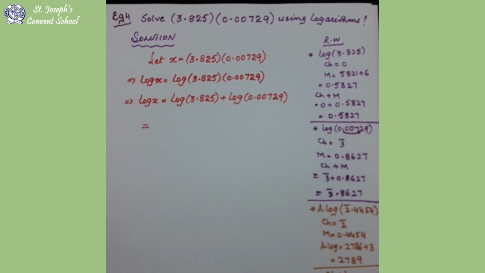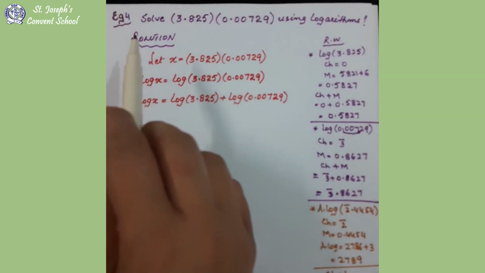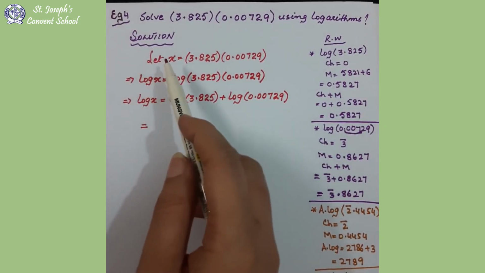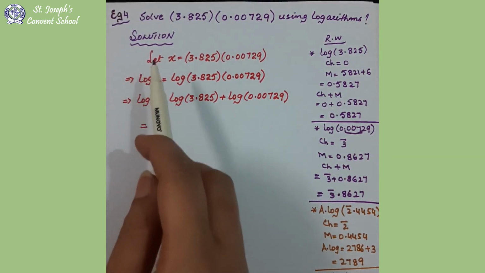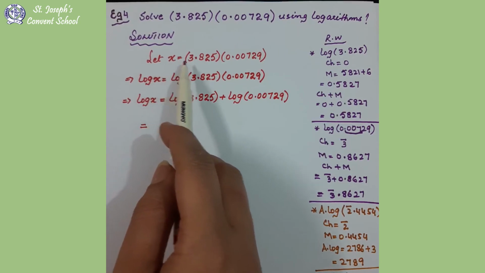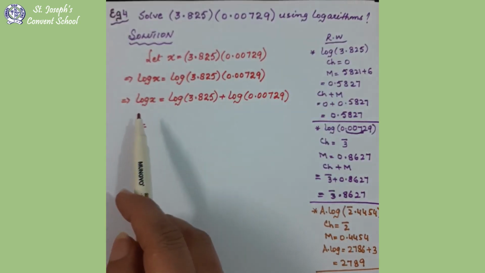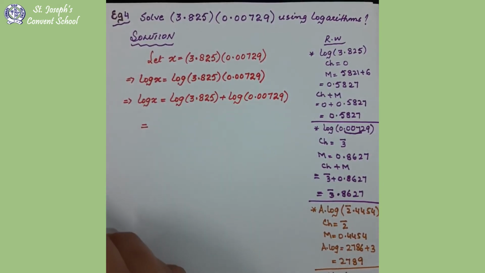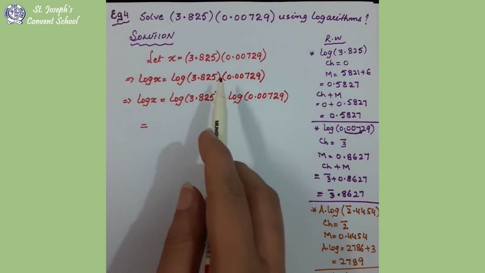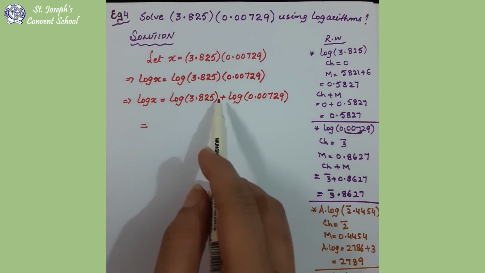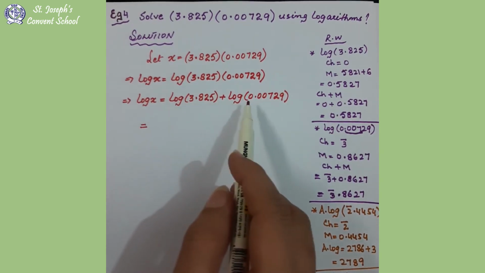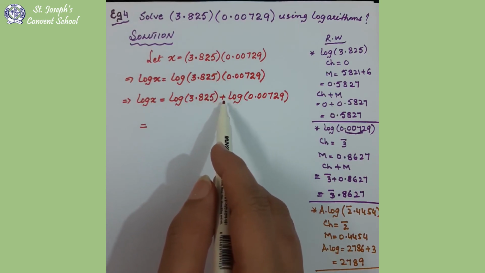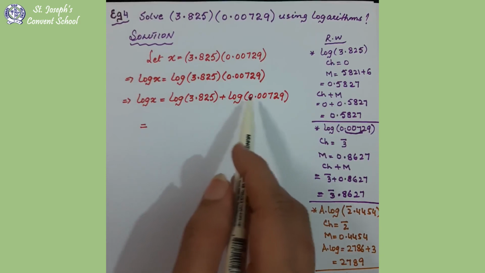Okay, now this example number 4, you can see in this question 3.825 and 0.00729. Same way, first steps are same. Okay, first two steps, you have to suppose let x equals to these two brackets. Then you will take log on both sides, so log of x equals to log of these two brackets. After that you will apply the law, so the product sign will change into plus sign. Okay, after applying law, what you do, you find the logarithm. Okay, here we have applied the law, we have changed this product sign into plus sign. After this, next step is to find the logarithm of these two numbers.